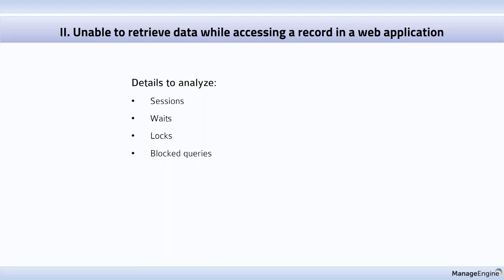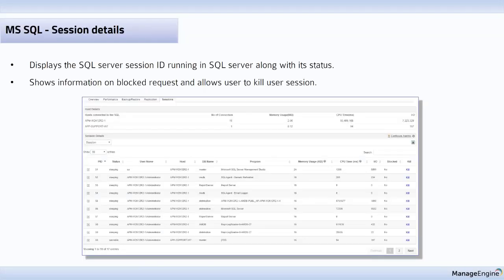In the first scenario, the database is able to show the result of a request, but it is taking time to process it. In this scenario, we are going to see metrics that can help identify any blockage. So we'll be discussing session, wait, lock, and blocked queries. These four topics we are going to discuss. With this, let's start with the SQL Server.